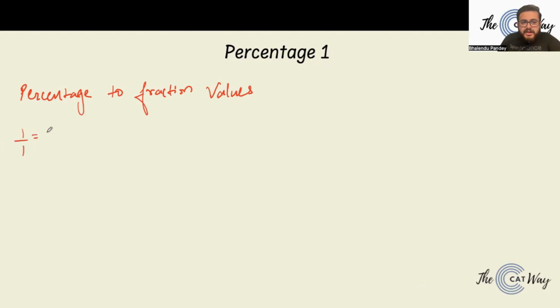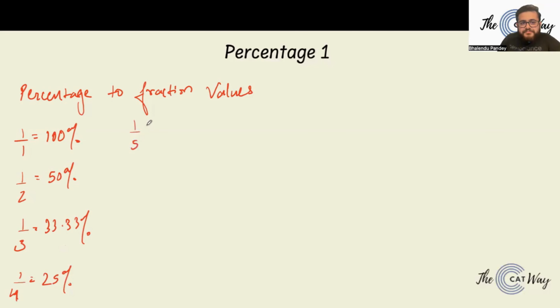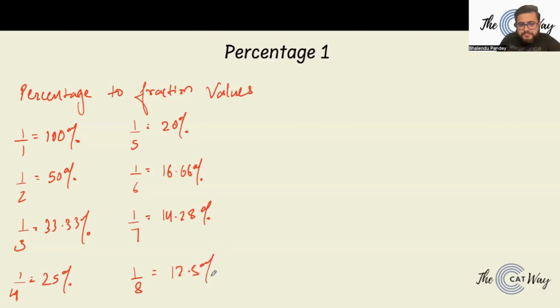That is 1 by 1 is 100%. 1 by 2 is 50%. 1 by 3, 33.33%. 1 by 4, 25%. 1 by 5, 20%. 1 by 6, 16.66%. 1 by 7, 14.28%. 1 by 8, 12.5%. 1 by 9, 11.11%. 1 by 10, 10%.